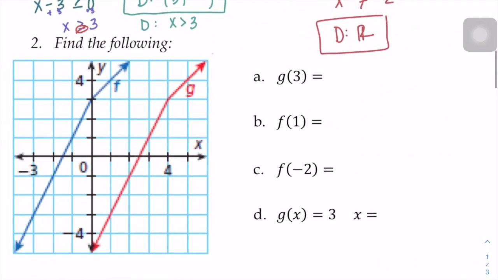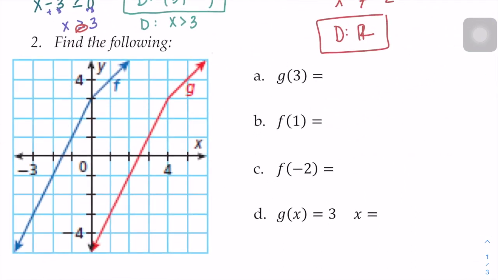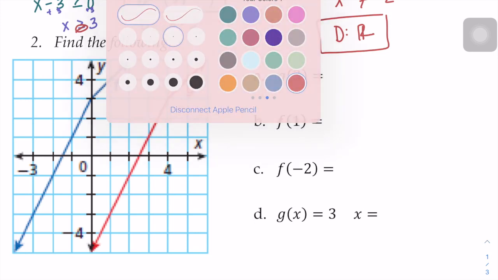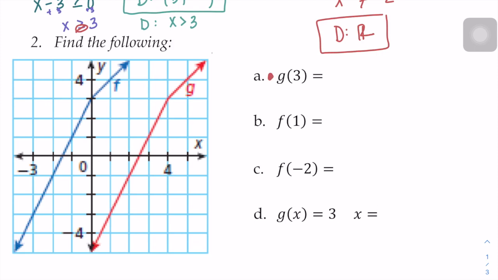Moving right along to number 3, you should be able to read a graph very quickly and determine points on a line. So here we go. We've got our g of 3.